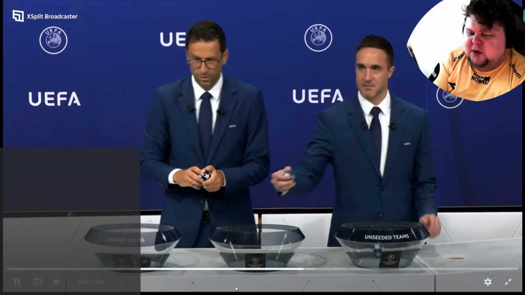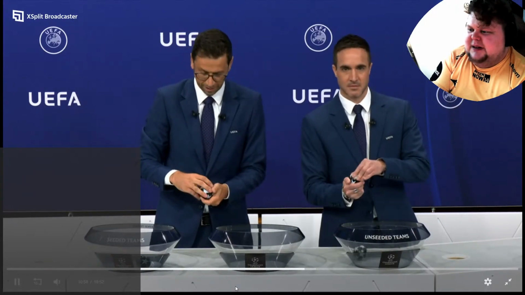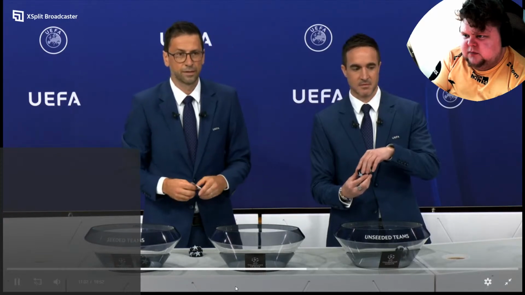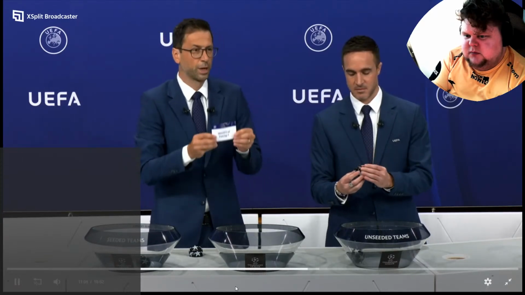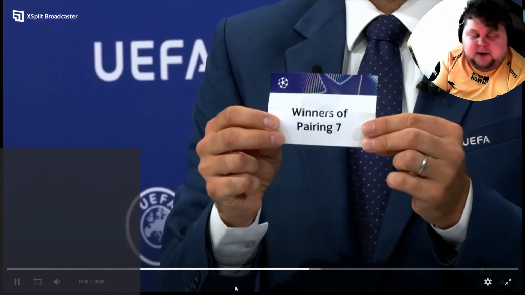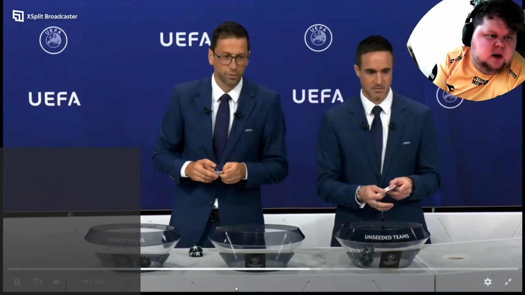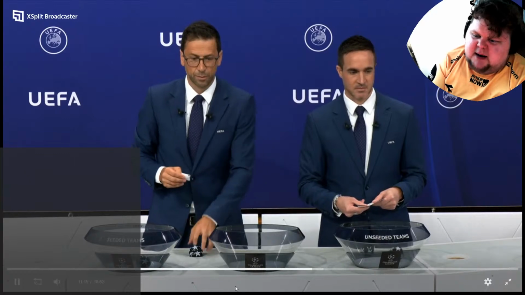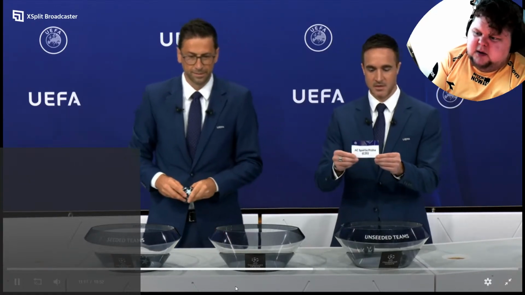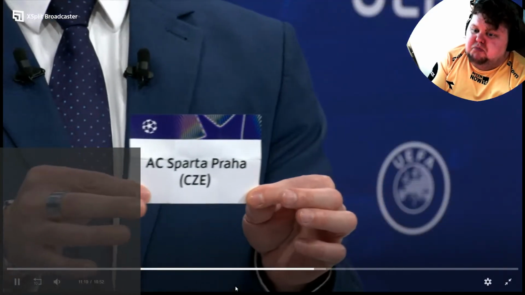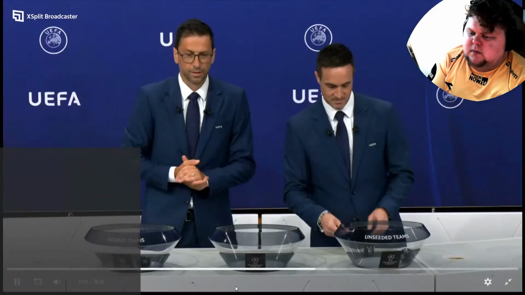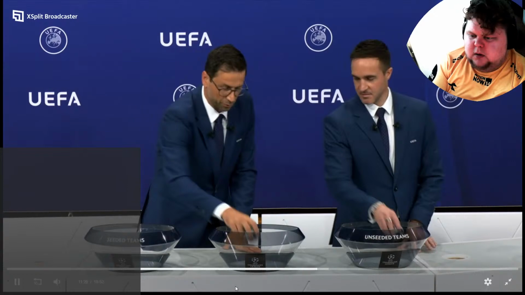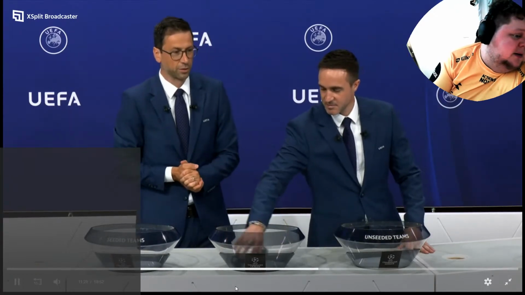Let's see the third pairing for Group 2 and who will be the first team playing the first leg at home. It will be the winners of pairing 7, so Víkingur Reykjavík from Iceland or Shamrock Rovers from the Republic of Ireland, and they play against AC Sparta Prague from Czechia. So that nearly concludes Group 2. We know who. Now we find out the order.